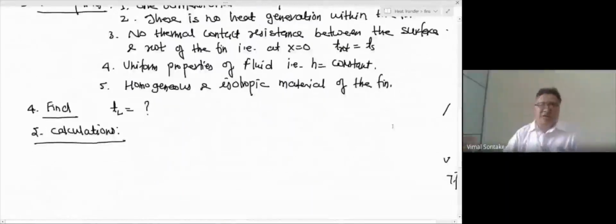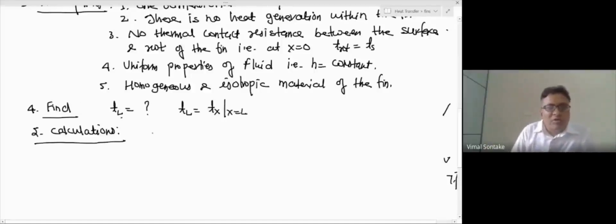Now let us do our calculations. We are supposed to calculate this TL. This TL is nothing but the temperature at any distance x when I consider x equal to L. So refer to the data book now. Please refer to the heat transfer data book, page number 50. On that page, some formulae are given related to heat transfer from extended surface. From that list of formulae, please refer to the temperature distribution for insulated tip fin.